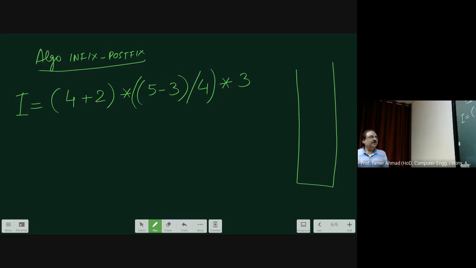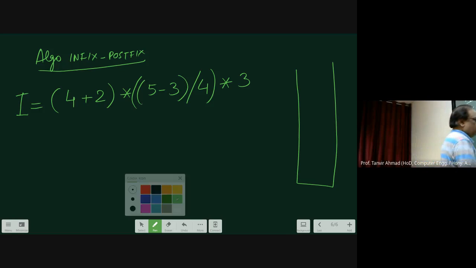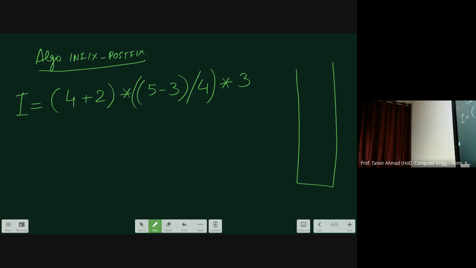Okay. Now I'll just try to show the output. And the algorithm is very simple if you understand the logic over here. First of all, what I will do is that I will put an extra bracket over here.